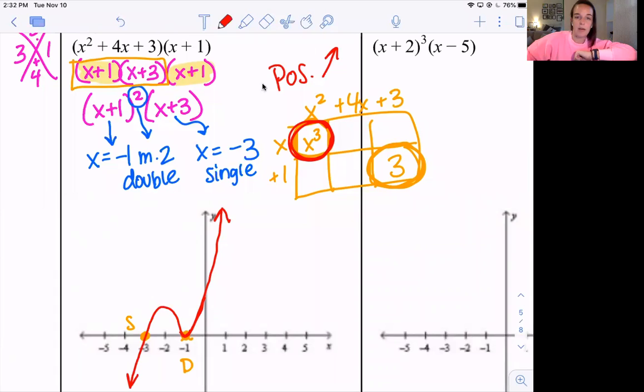So I can see that positive shape. I can see the positive going up at the end. I can see that cubic shape, the like 3 direction. And that's how I can show my graph there.